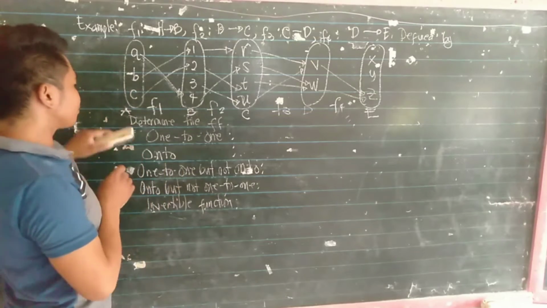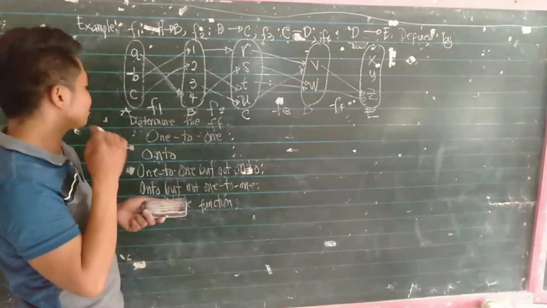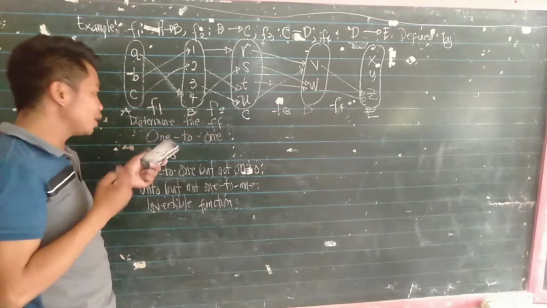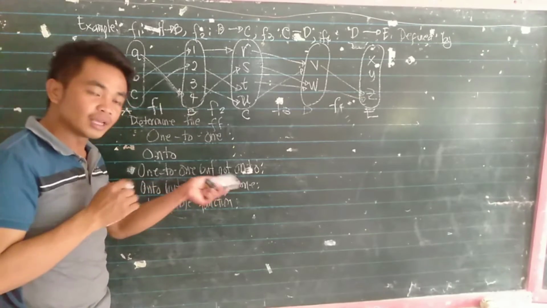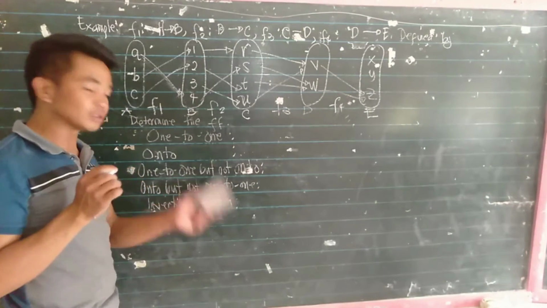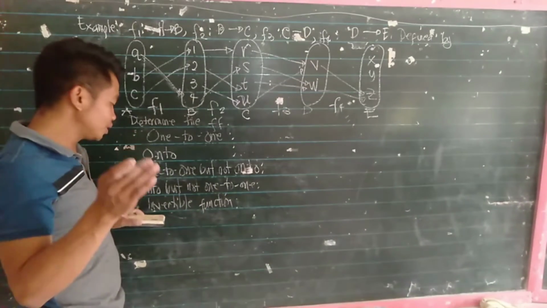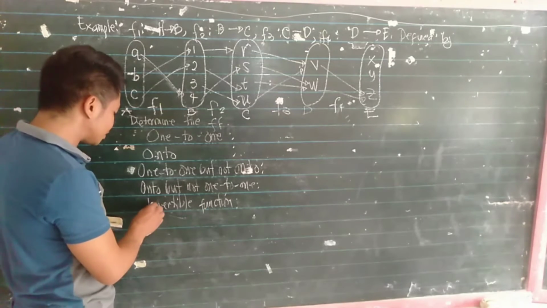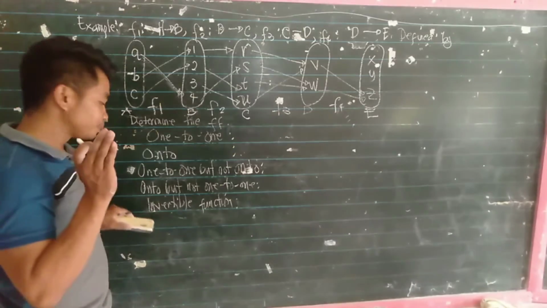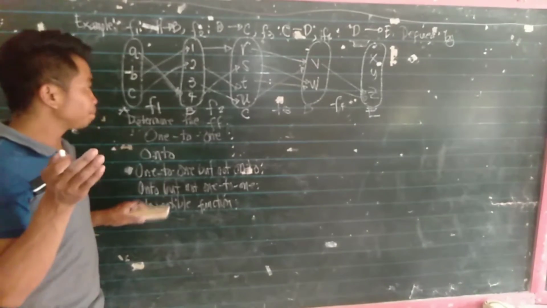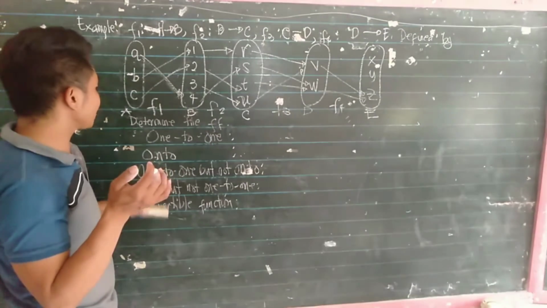So now, we're going to determine the following. First, those functions that are one-to-one, onto and one-to-one but not onto, onto but not one-to-one, and the invertible functions. But before that, of course, note that a function is invertible if and only if the function is one-to-one and onto. That's it.